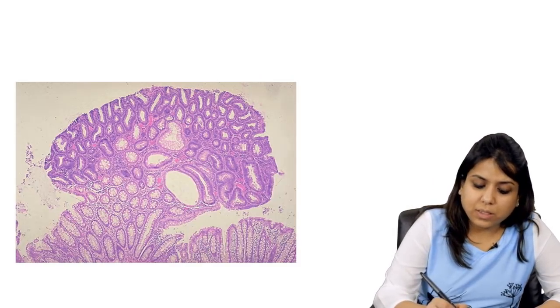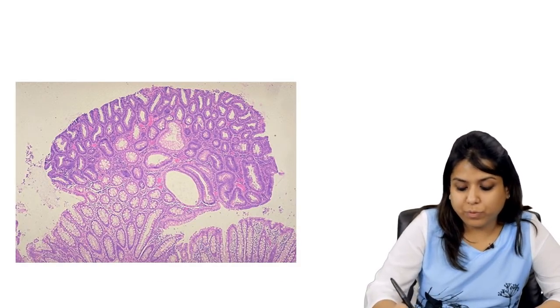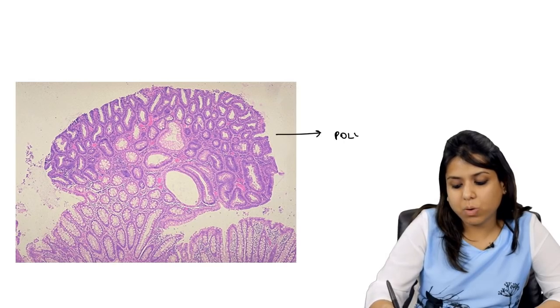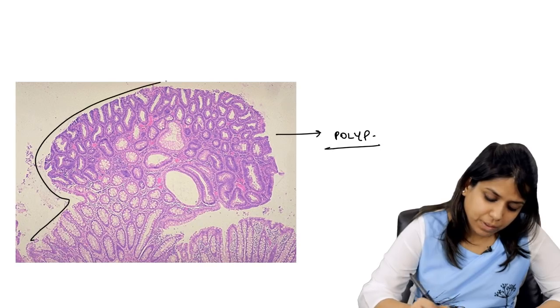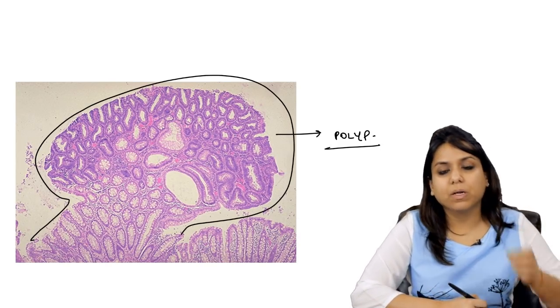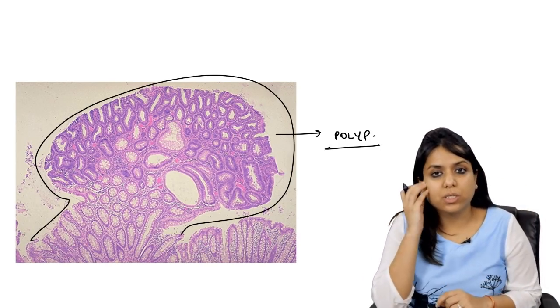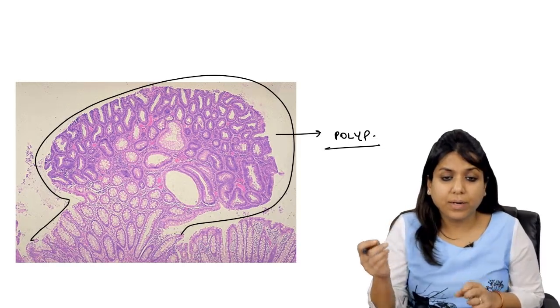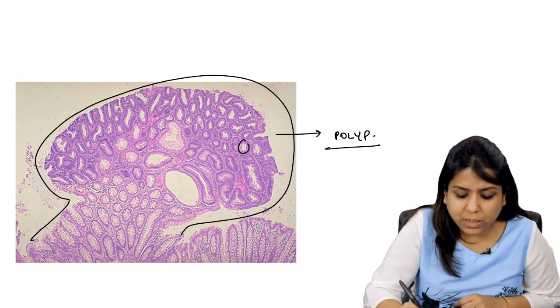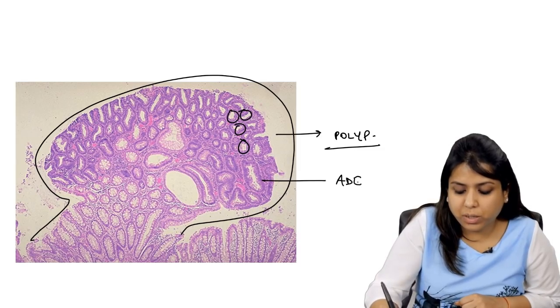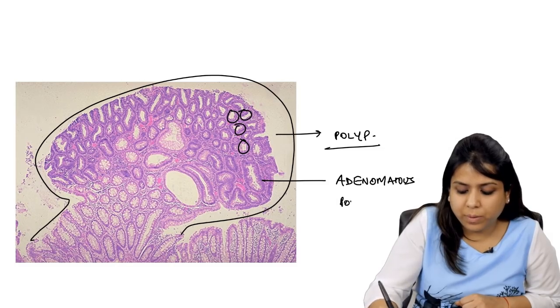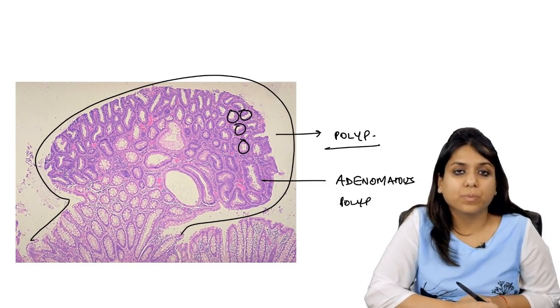Now this image was asked in the AIIMS exam a few years back. What is this called? This is a polyp. Can you appreciate the shape? Polyp is a finger-like projection. It's a protrusion of the mucosa, right? And in this polyp you can see a lot of glandular structures. So this is usually an adenomatous polyp. You can see a lot of glandular structures. So this is an adenomatous polyp.